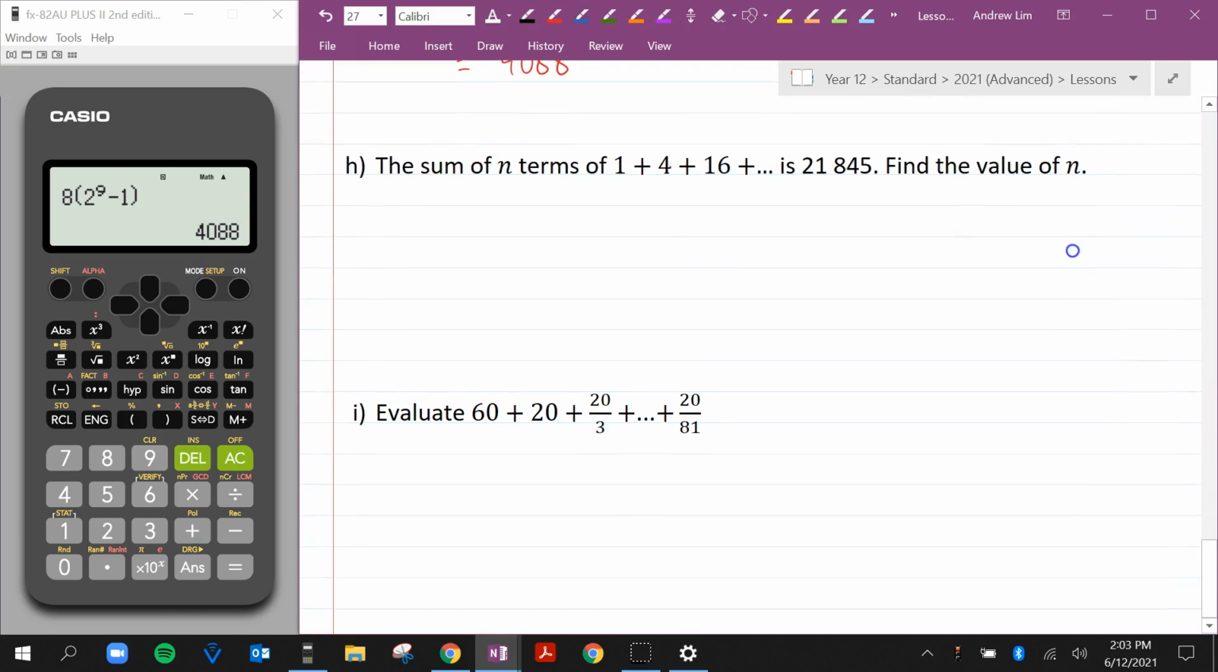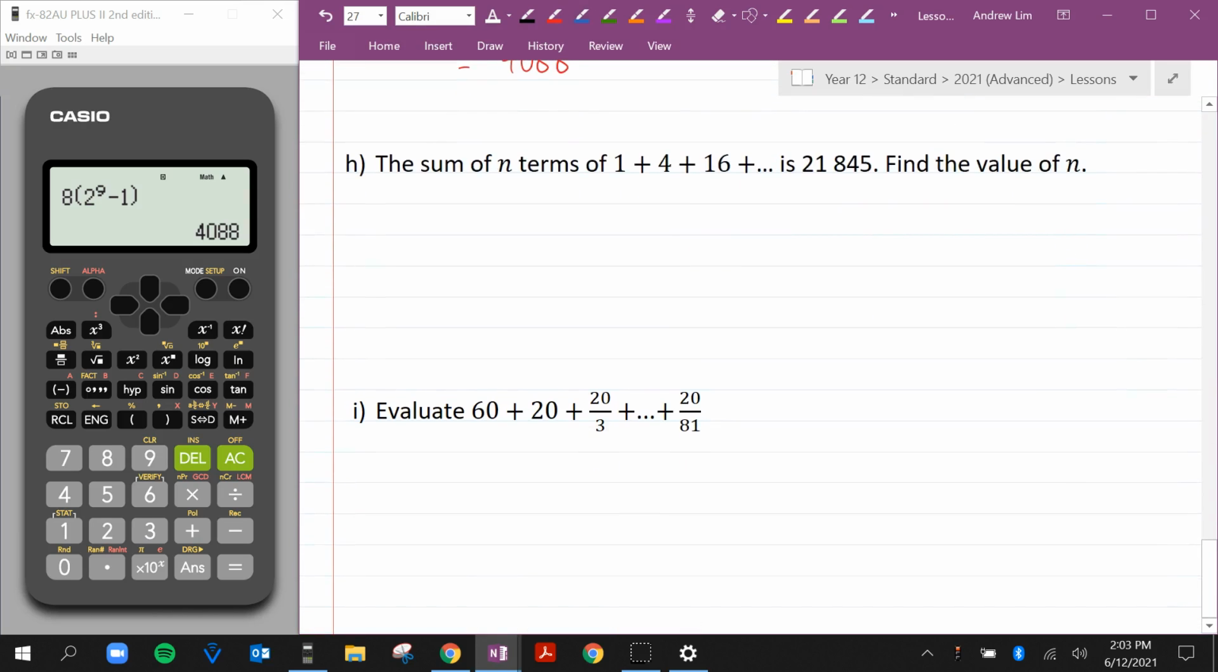Alright, question H. The sum of n terms of 1 plus 4 plus 16 plus etc. is 21,845. Find the value of n. This time I might get you to pause the video, see if you can use your understanding of the formula and manipulate it in a way to find the value of n.